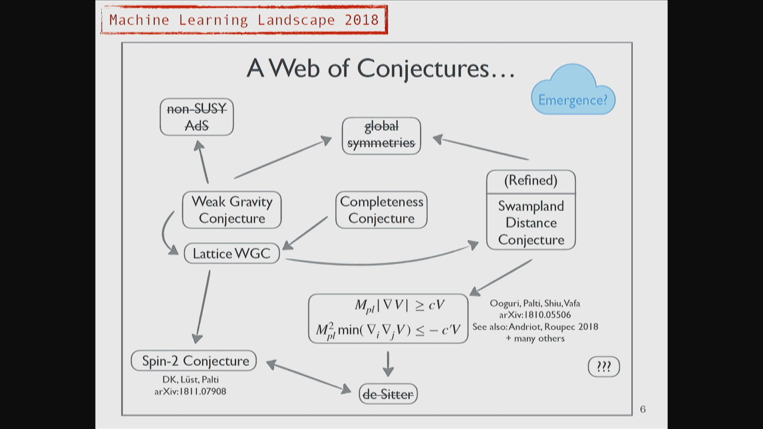Also, I just published a paper with Aaron Palti and Dieter Lüst about massive spin 2 states in string theory. So you can see that all of these conjectures are really interconnected, and it's important to understand the relations between them and the evidence for them. Because this clearly cuts down the size of the effective field theory that we have to look at in string theory.